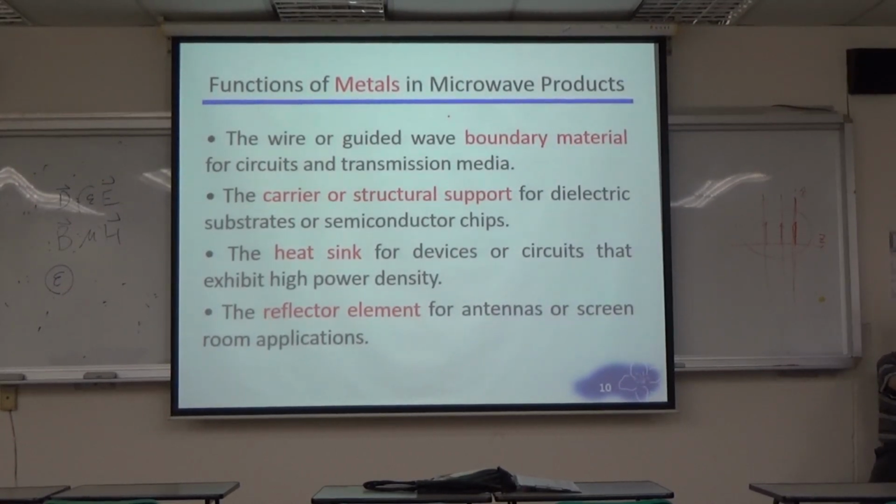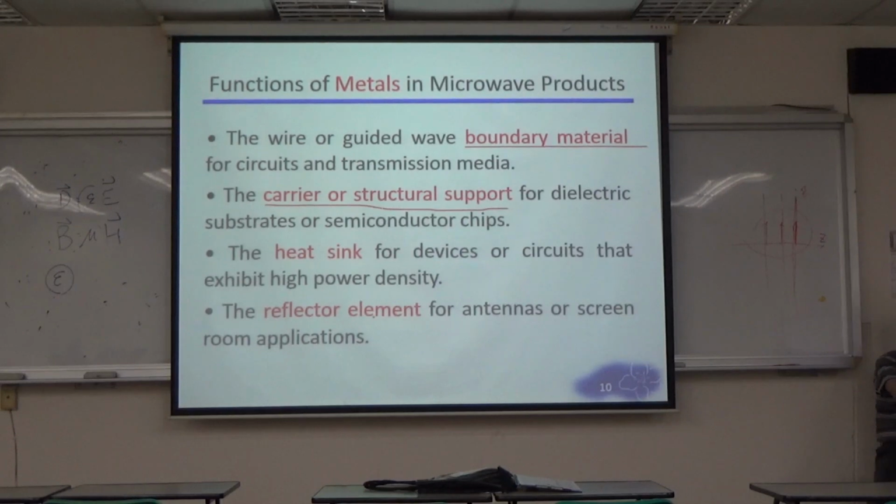If your conductivity is large, you think of it as a metal, and in microwave applications you can use metal as a boundary material like a waveguide. You use metal as a boundary to propagate your microwave. Also because metal is very heavy and very strong, it can be a carrier for all your circuit structure. Metal can also transfer heat fast, so you can make it like a heat sink. And like when you are making an antenna, you can use metal to reflect your microwave.